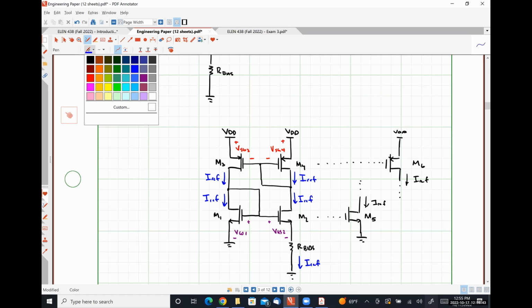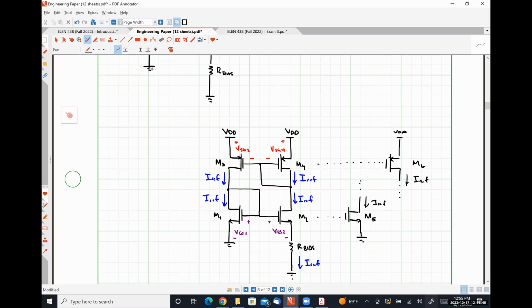I'm going to do this in gray. So I'm going to put a dashed line here. Everything to the right of the dashed line is our beta multiplier. Everything to the left of the dashed line is what we need to force this thing to work in the correct way. So we are going to tie the gate of our PMOS current mirror to a transistor out here.